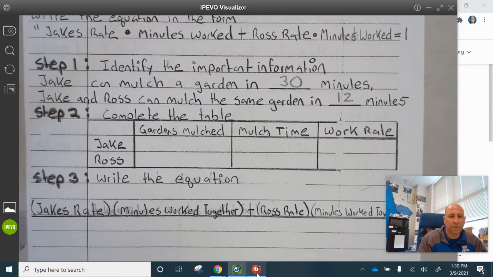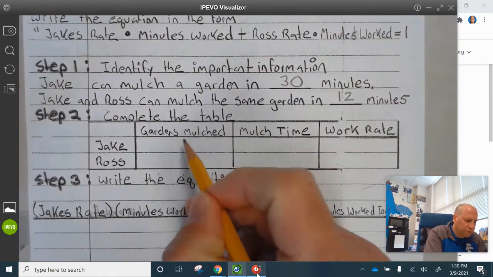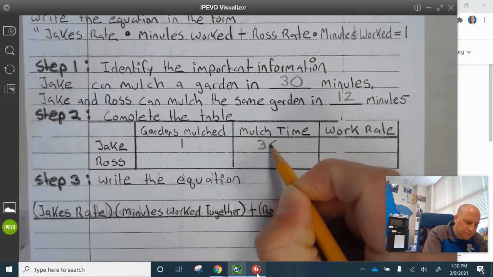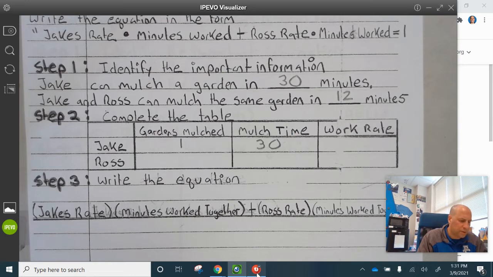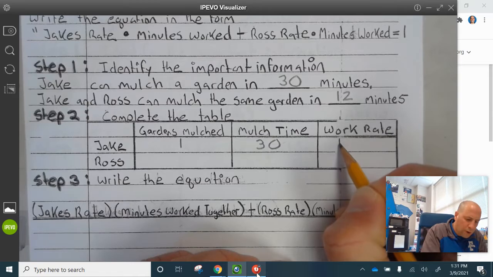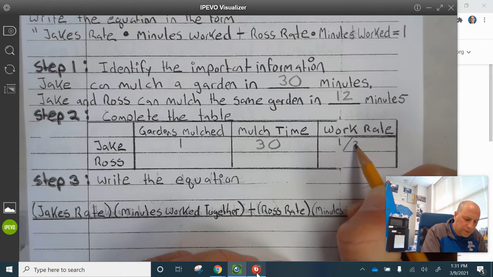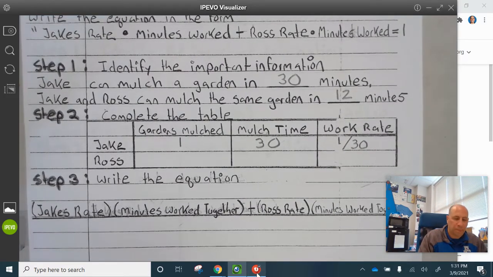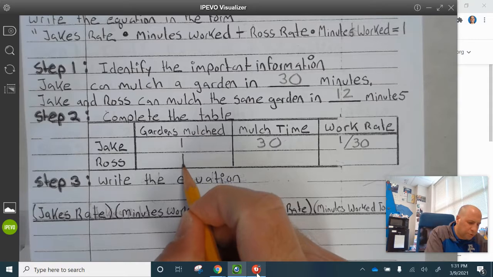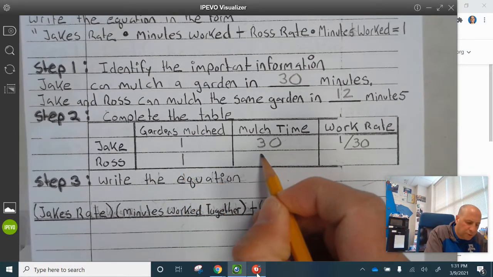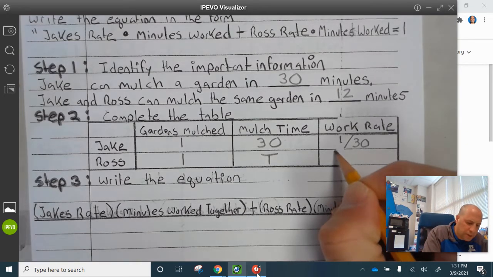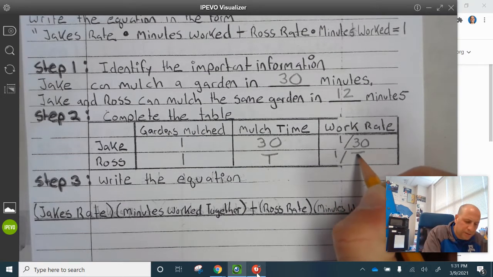Okay. Step 2, complete the table. Garden's mulched is 1. Mulch time for Jake is 30. And then work rate would be 1 divided by 30. Now, Ross, 1 garden mulched. Mulch time, we don't know. Let's call that time t. So his rate is 1 divided by t.